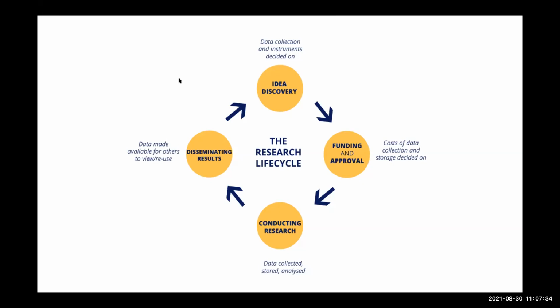During funding and approval, the researcher focuses on the costs of data collection and data storage. This is the proposal or grant approval stage, and it's where the researcher starts thinking about the costs of collection and storage. During conducting research, the researcher will collect the data, store it, and analyze it. This is the active phase of research, so a lot of the data work happens here. During dissemination, the researcher should publish and share the data in a repository and make it available with a license for other researchers to view and reuse.